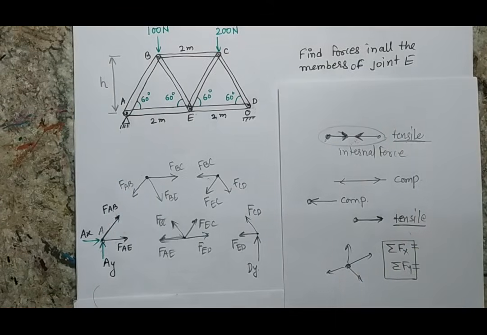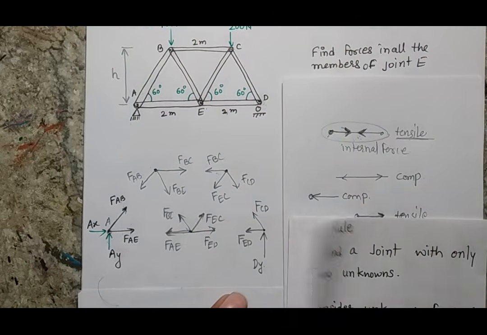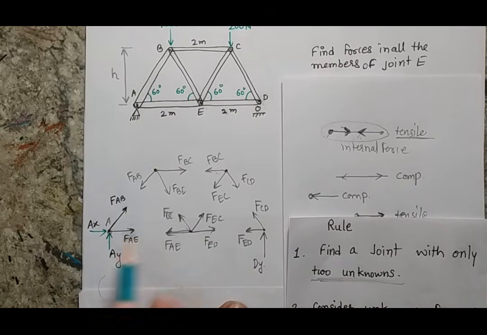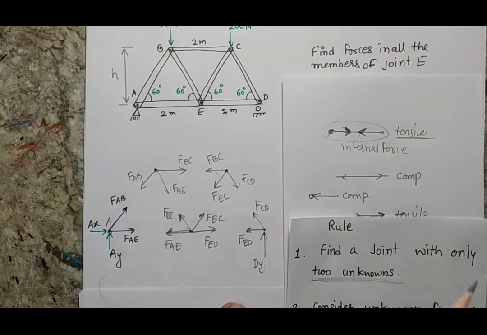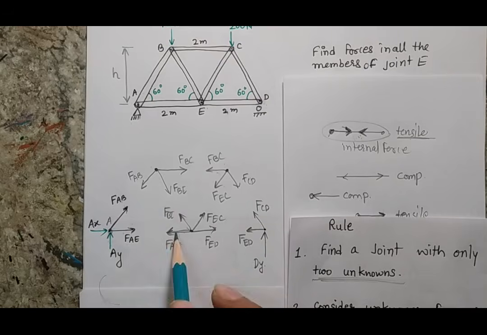available. And my first rule said that whenever you have a truss, find a joint where there are maximum 2 unknowns. This is my condition. So if I look carefully here, from which point can I start my problem? Here I have 3 forces, here I have 3, here I have 4, and here I have 1, 2, 3, 4.